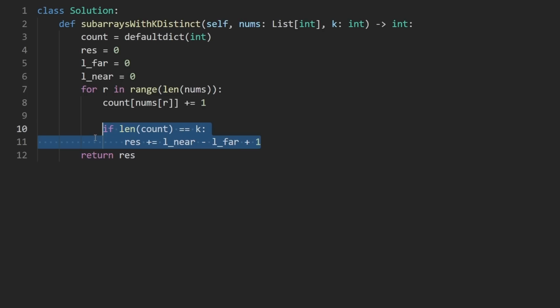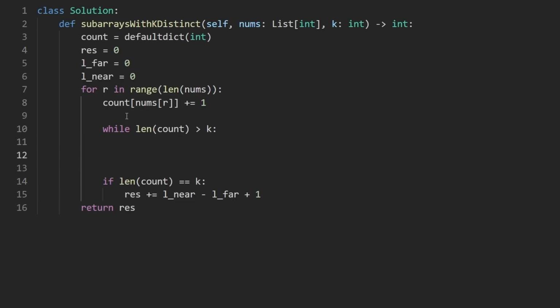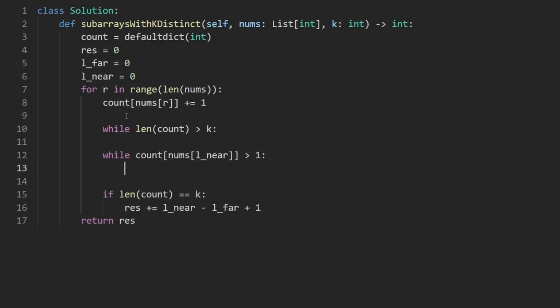Now, the other thing is, how do we know when to shift the pointers? Well, there's 2 cases where we would shift our pointers, right? While the number of distinct elements exceeds k. That's one case where we're going to have to do some shifting. There's another case, though, where we can try to minimize the window. And the only case we can do that is if the count of the element at the left near pointer is greater than 1. We have extra copies of that element, therefore we can shrink the window. We can shrink the left near pointer.